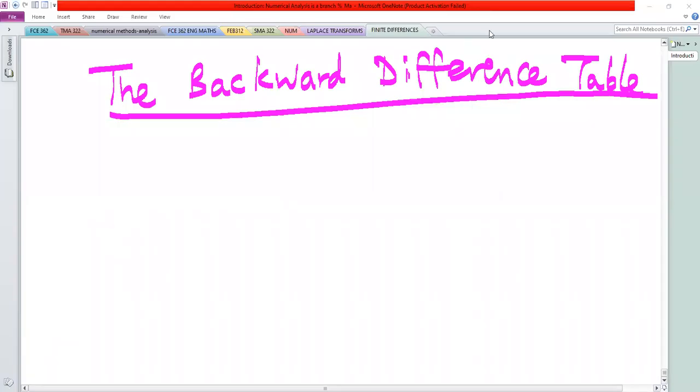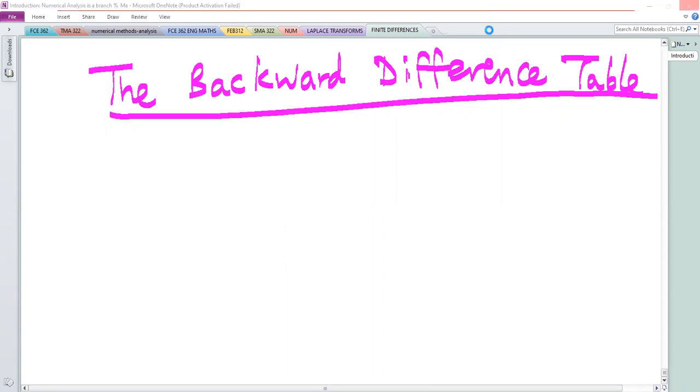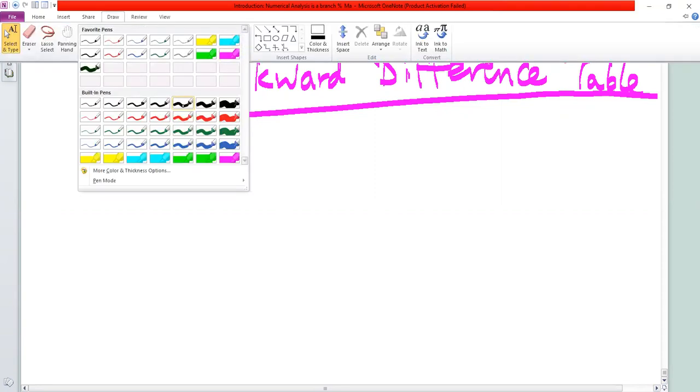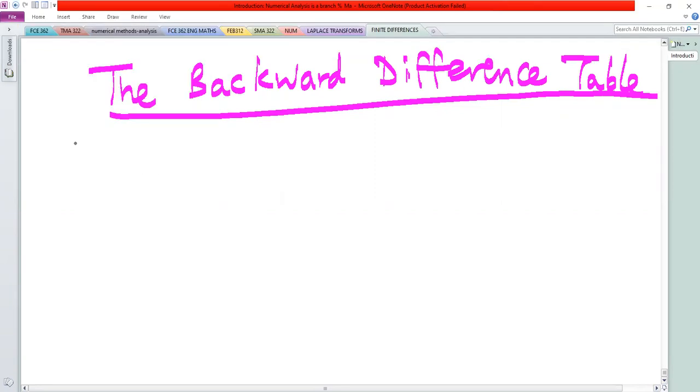Welcome to this session. We are going to discuss how to draw a backward difference table and then see how to use the difference table to read some values. So let's demonstrate how to draw the table.